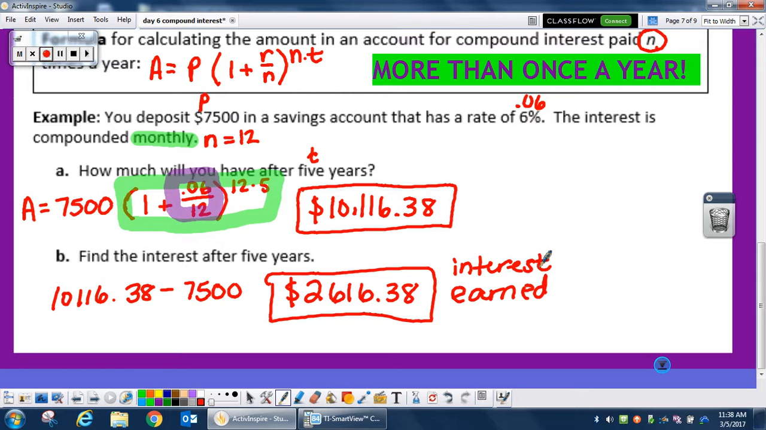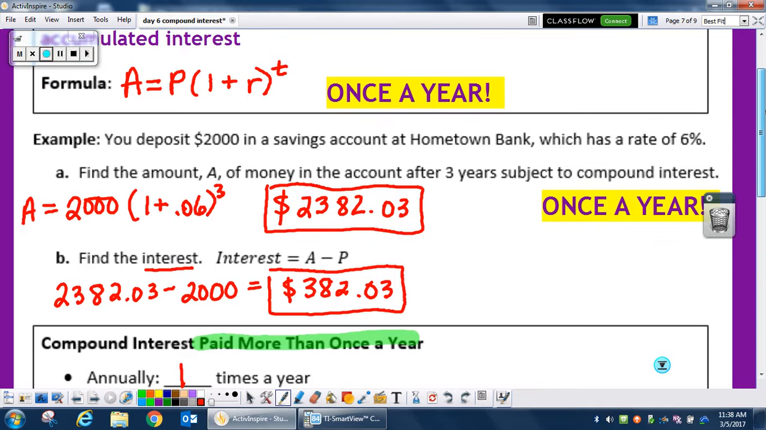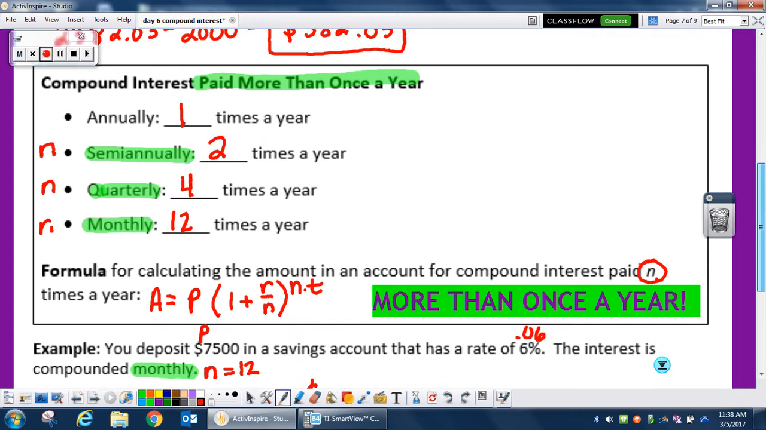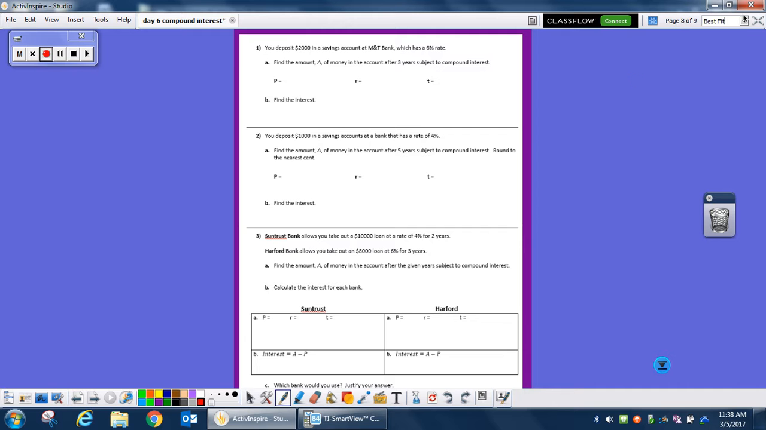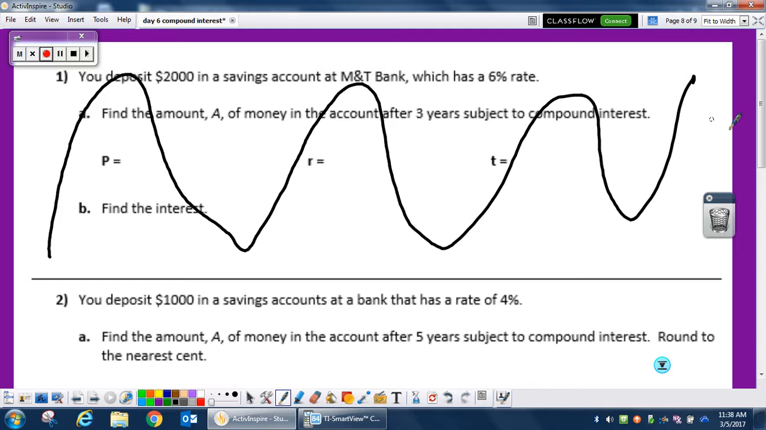Okay, so you can see on this front page there's two different formulas. There's one where it's compounded once a year, and again you won't see any of those words semi-annually, quarterly, or monthly. And then the second type of example is more than once a year, where you will see those words monthly and quarterly. Okay? So I'm going to do a couple examples. The first thing is you can cross out number 1. Woo! Because you guys already did that one.